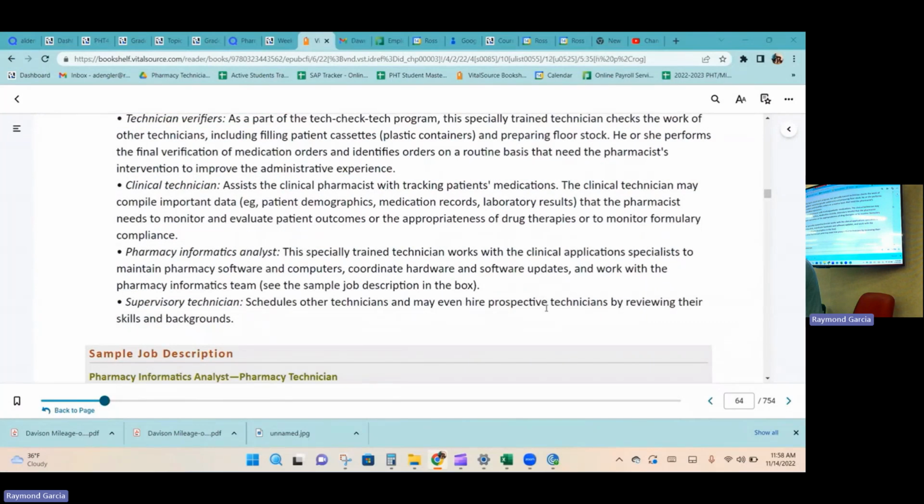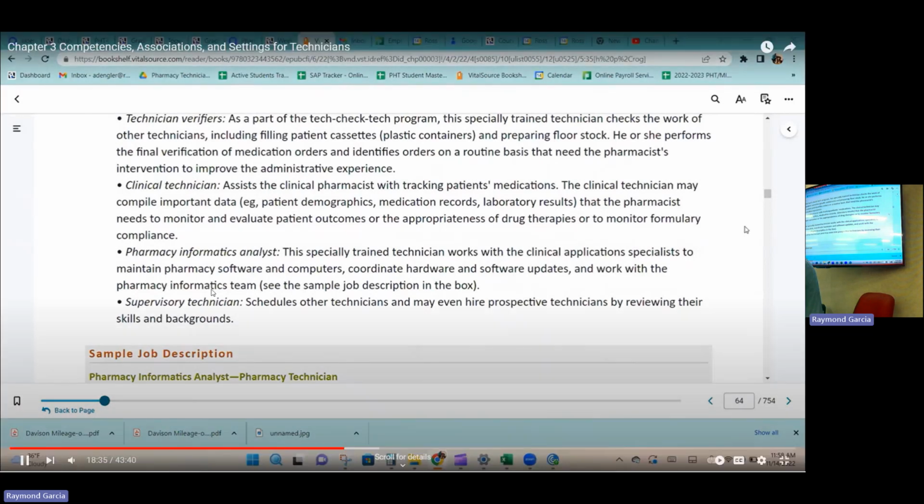The clinical technician may compile important data that the pharmacist needs to monitor and evaluate patient outcomes or the appropriateness of drug therapies, or to monitor formulary compliance. Pharmacy informatics analyst, the specially trained technician, works with the clinical application specialist to maintain pharmacy software.